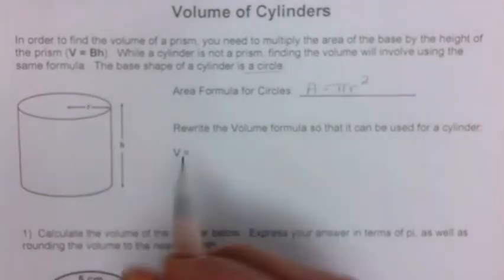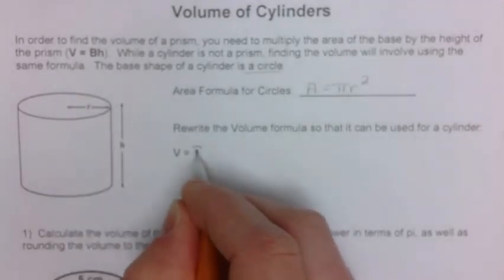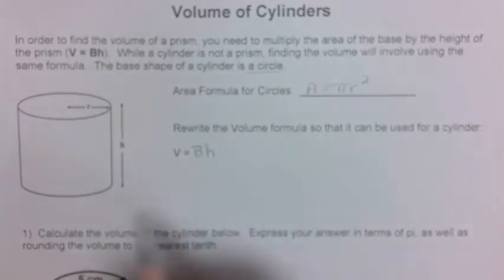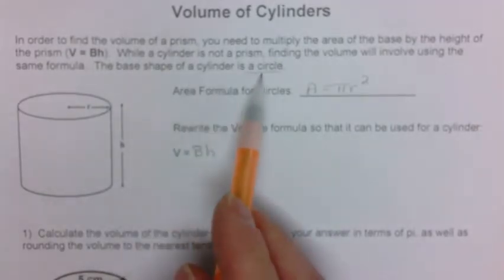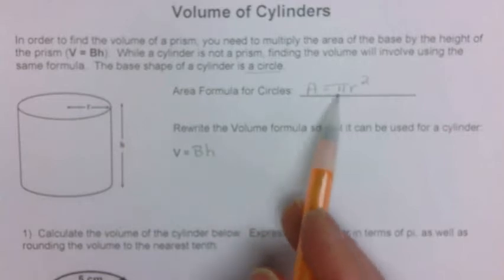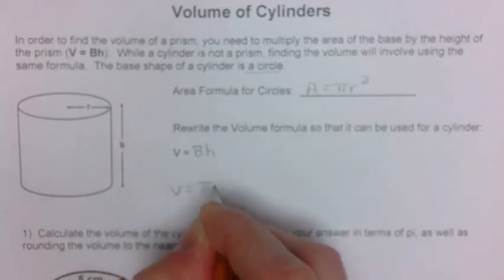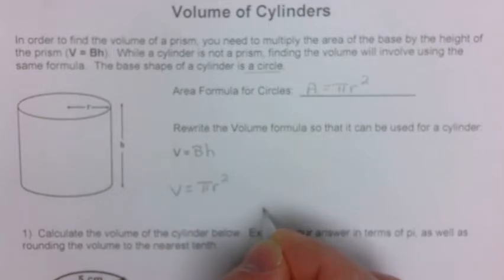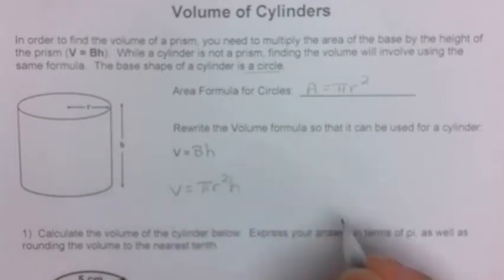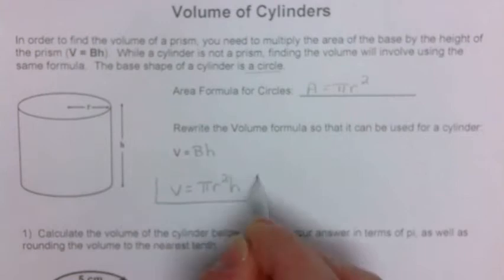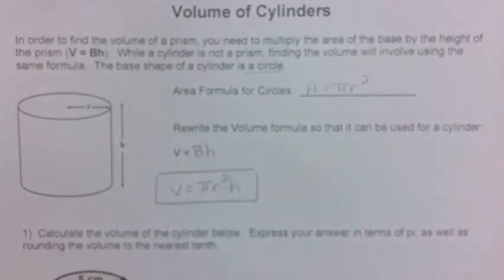So just like we had up above, volume equals the area of the base times the height. And since the base is a circle, we're going to replace capital B with pi r squared. V equals pi r squared, which is the area of the circular base, multiplied by the height of the cylinder. And this is the volume formula that you can use for any cylinder.